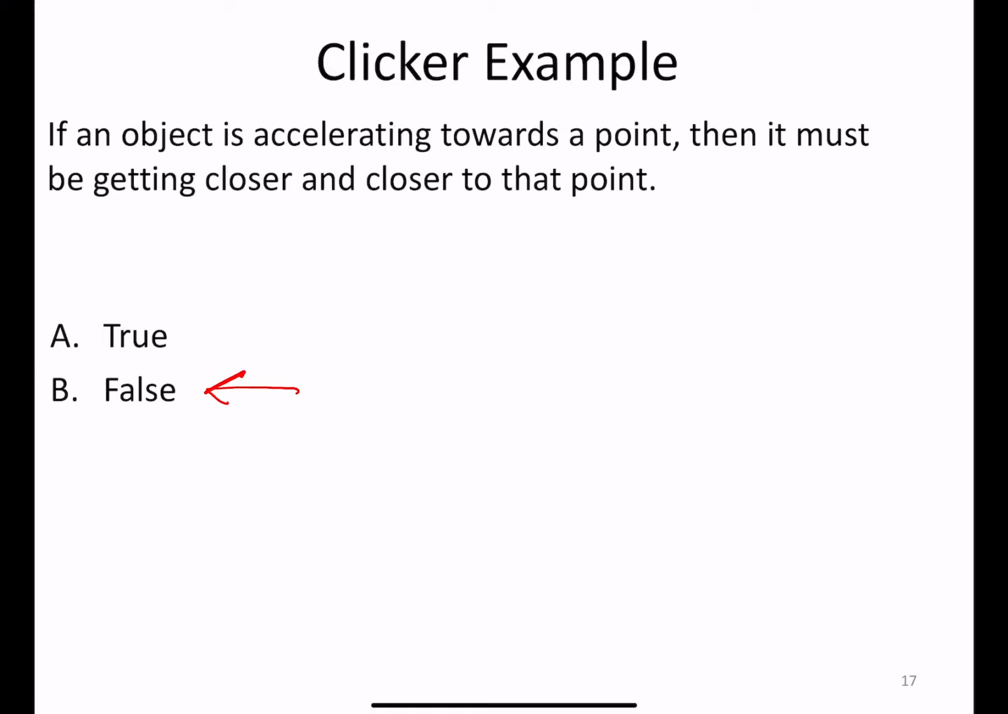What's an example of this? Suppose an object is moving to the right with a velocity of 5 meters per second, plus 5 meters per second. It's along the positive x-axis. And let's say that its acceleration is minus 3 meters per second squared, right? So what does that mean? We know from the previous example that that would mean that the object is slowing down as it moves to the right.